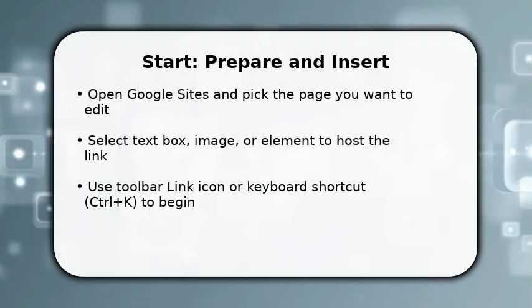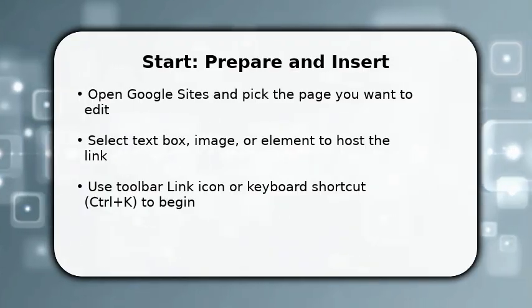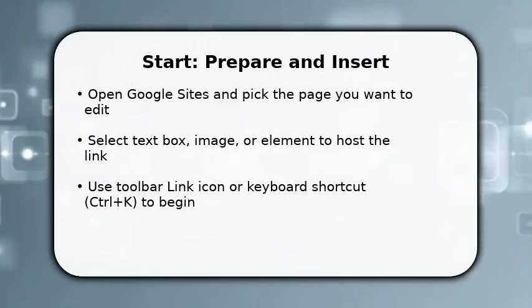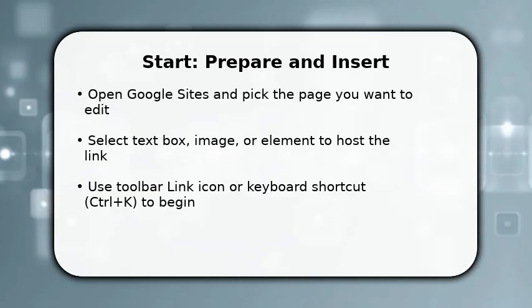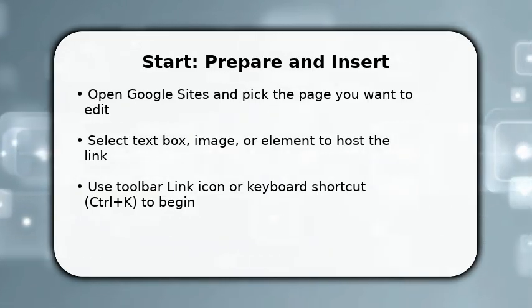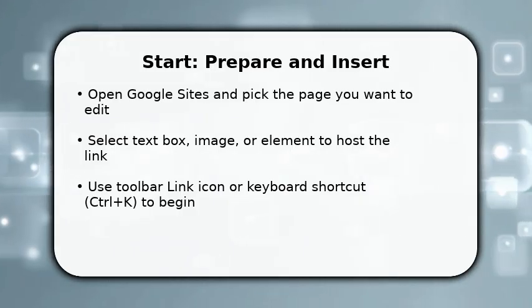Enjoy the video. You'll start by opening the Google site and navigating to the exact page section where the link should live. Once you've selected a text box, image, or button, click the link icon in the toolbar. This is faster than removing and retyping content.